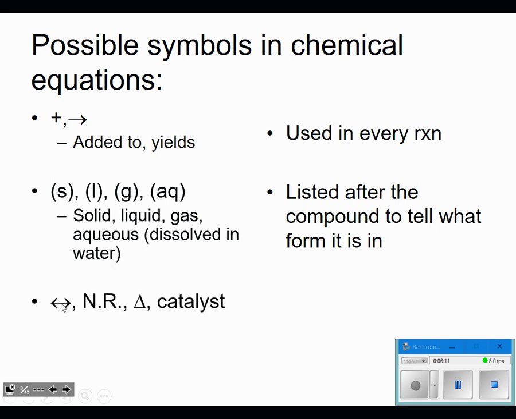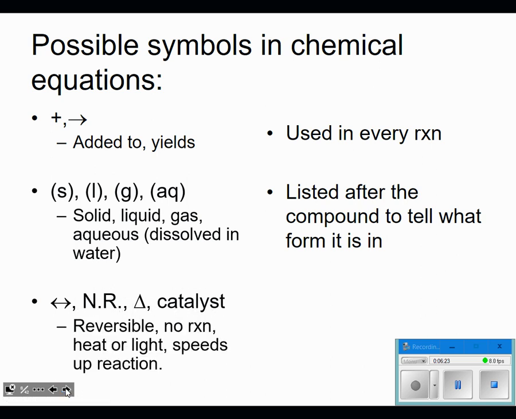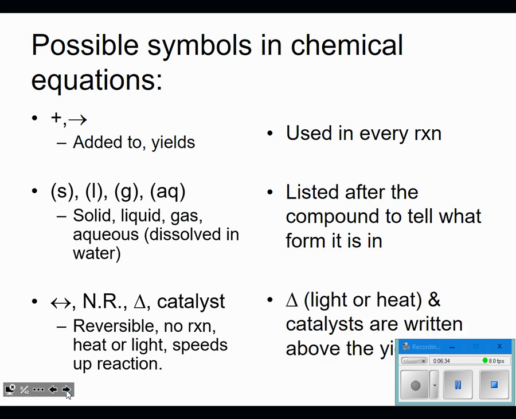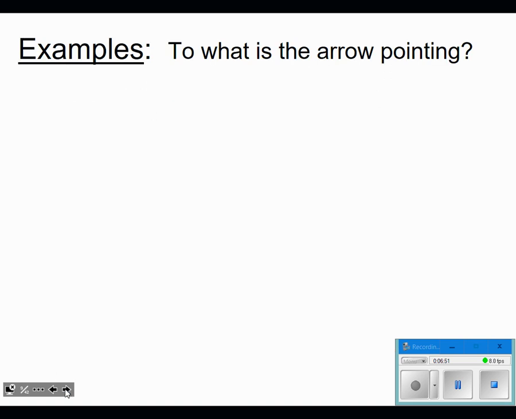And this is listed after the compound to tell you what form or phase of matter it's in. Then you could also have the double-sided arrow, the NR, the triangle, and some sort of catalyst. This is typically going to be some sort of compound, but we list them as catalyst. Now the double arrow sign means reversible, the NR means no reaction, the triangle means heat or light, and the catalyst speeds up a reaction. The water in our previous example was a catalyst, just to let you know. Now the triangle and the catalyst are typically written above the yield sign, so they're written above the arrow. And that's because they're not a part of the actual reaction.